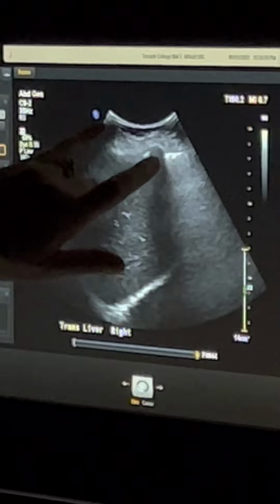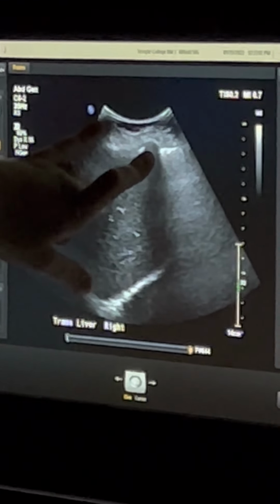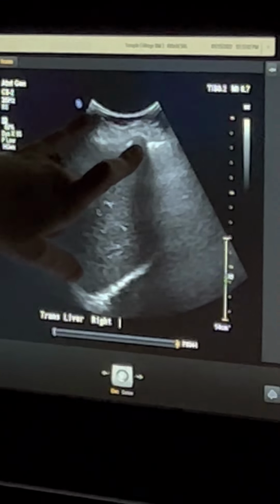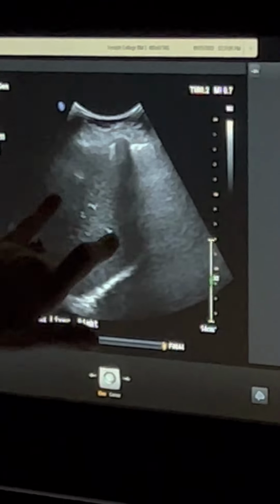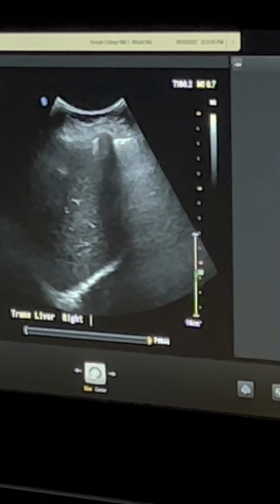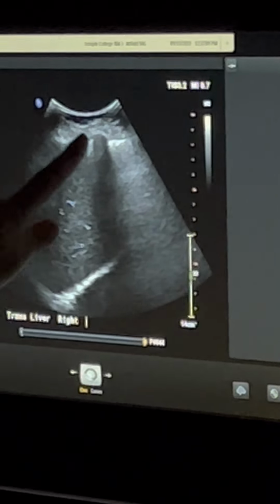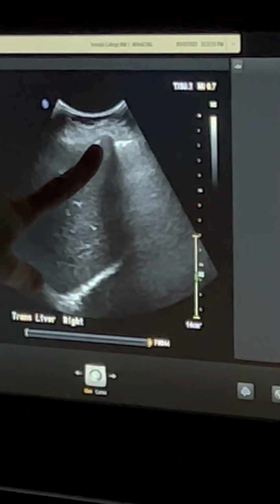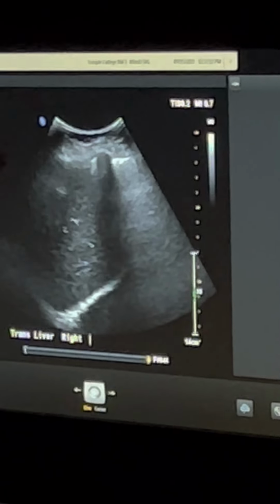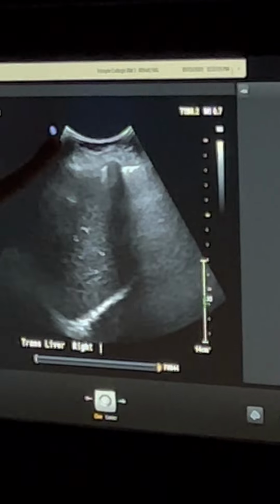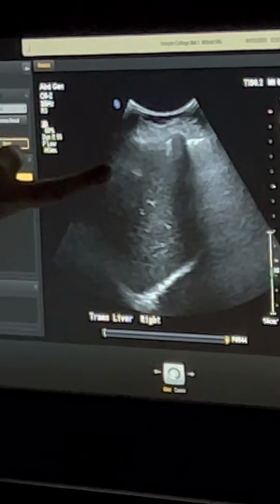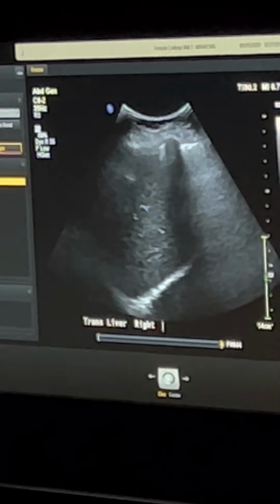What's the difference between these two right here? What's the difference in those two shadows? That's a rib shadow. That I can't do anything about. Yeah, there's a lot of contact. That's a contact loss shadow. That is coming from the top of my probe down where I have lost contact with her body.